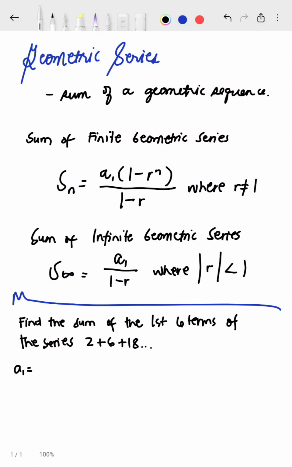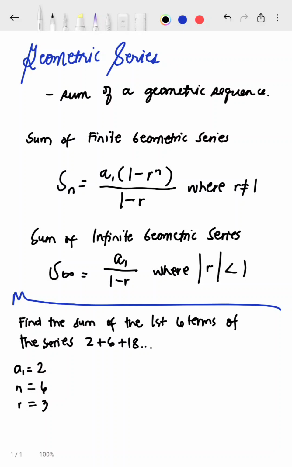So a sub 1, or the first term, is 2, and the number of terms to be added will be 6, and the common ratio is 3. So how did I get the common ratio? Again, divide the second term by the first term and divide the third term by the second term to see if that is consistent. So 6 divided by 2 is 3, and 18 divided by 6 is 3.